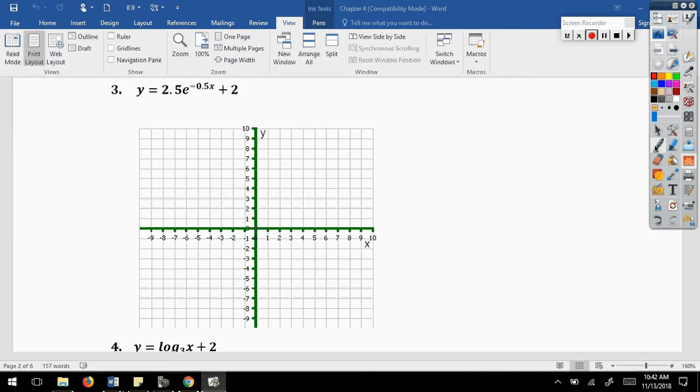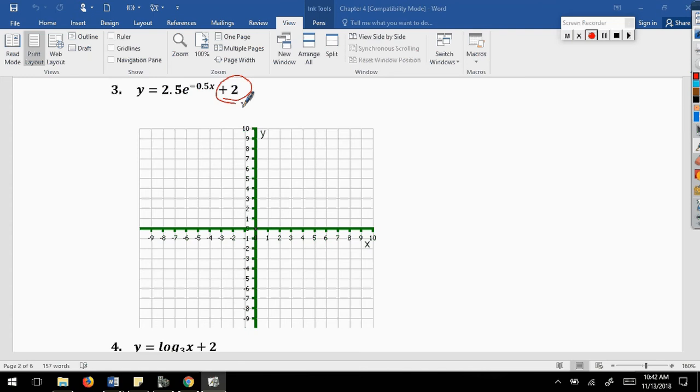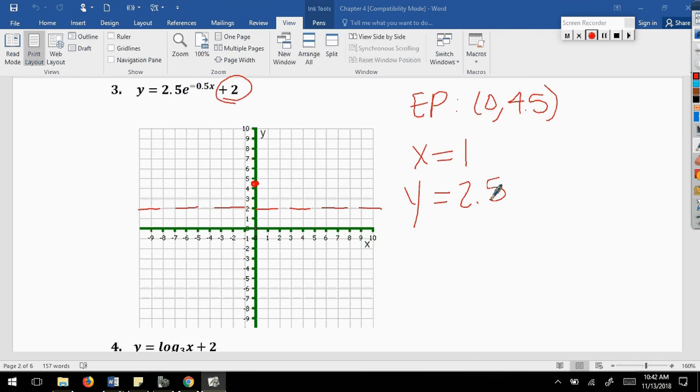Number 3, then, this is in the form of e, and I have my same easy points and same asymptote. So my asymptote is at 2. My easy point is going to be h, so 0 because it's not there, and then a plus k, which would be 4.5. So 0, 4.5. Now I'm going to let x be 1, and I'm going to plug that into the equation. Of course, I'll need a calculator for this because I don't know what e to the negative 0.5 is without a calculator. So let me just pull this up.